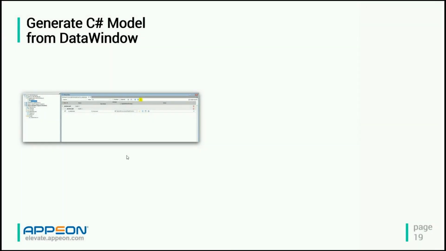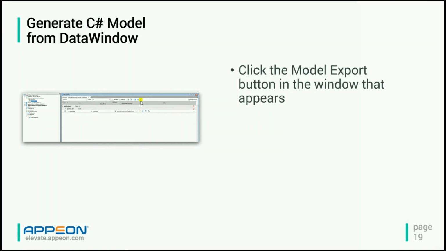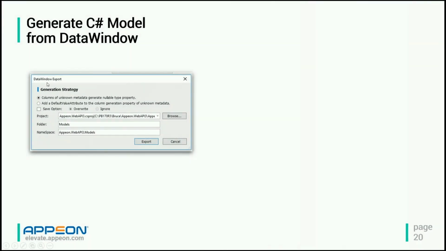What it's going to do then is show you this C# model, and there's an icon right up here that does the model export. So we're going to click on that, and it's going to ask which other target in this workspace do you want to export that C# model into. I'm going to select the Web API C# model, and I'm going to indicate that I want to put this in the models folder.